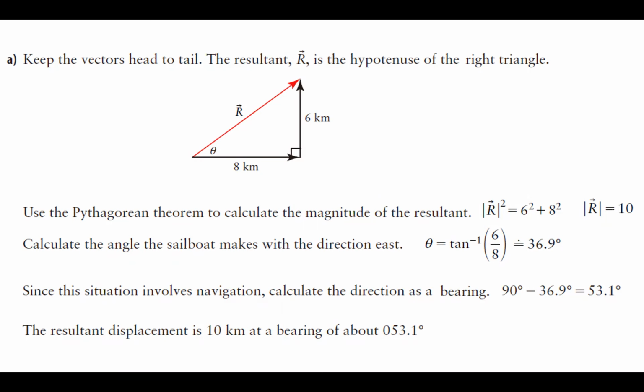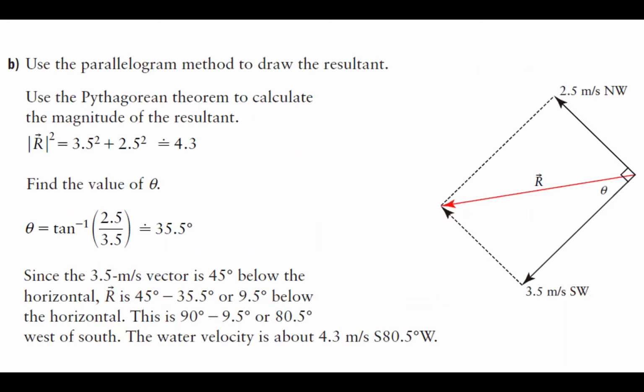Okay, if no questions, let's have a look at question B. We can use a parallelogram method to draw the resultant. Use the Pythagorean theorem to calculate the magnitude of the resultant. We have r squared equals 3.5 squared plus 2.5 squared, which is about 4.3. So next, let's find the value for theta.